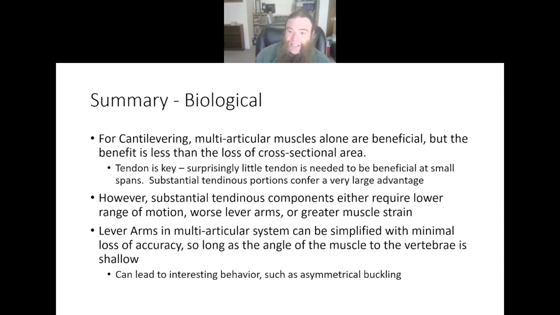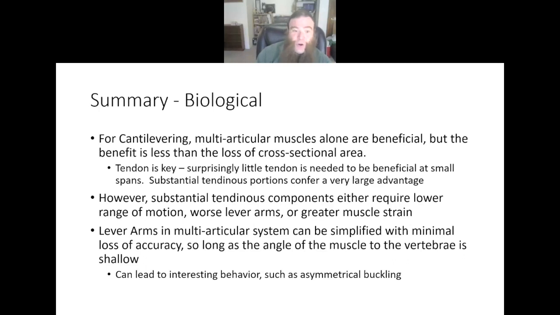You need surprisingly little tendon for it to be beneficial, for the benefits to outweigh the costs, and substantial tendinous portions can confer tremendous advantage for cantilevering ability. However, they also result in lower range of motion or greater muscle strain, however you want to look at things. Fortunately, it seems to not be a terribly big issue for most snakes.